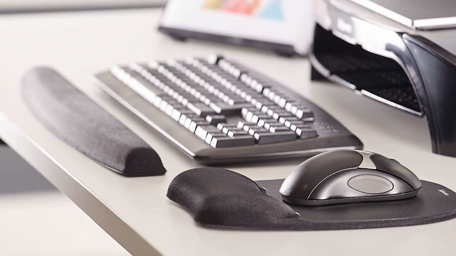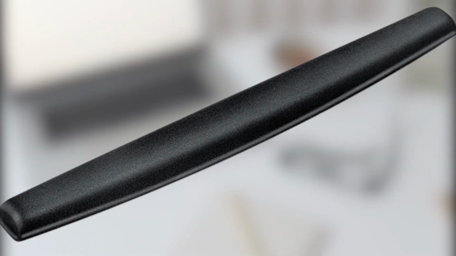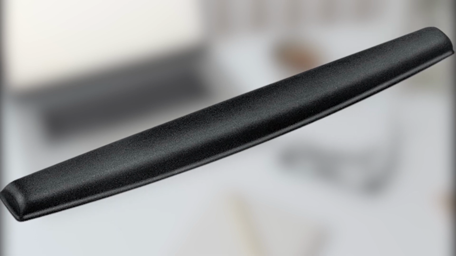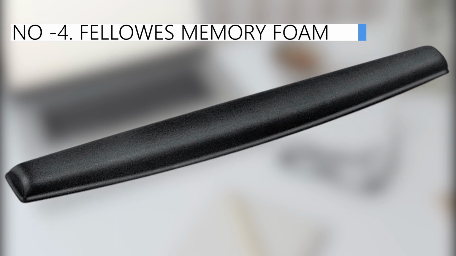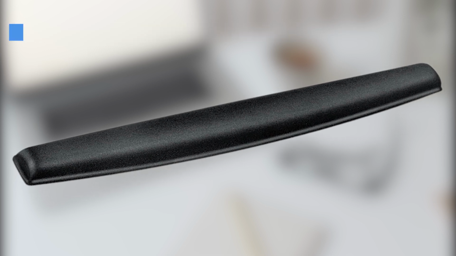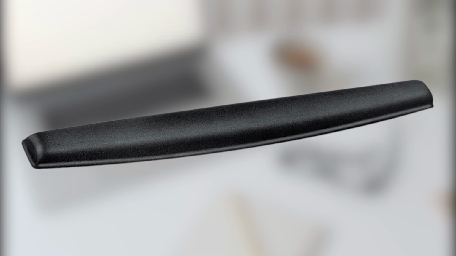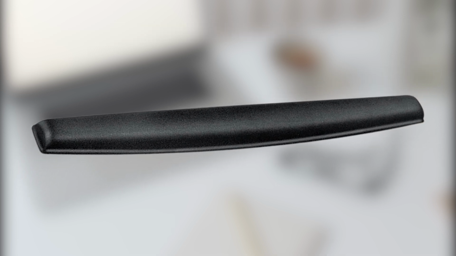Additionally, the fabric covering and rubbery bottom are glued to the foam, making them susceptible to peeling and fraying. The Fellows Wrist Rest is also a little on the long side and sticks out on either side of a standard full-sized keyboard. However, it is still a decent option for those looking to save space.